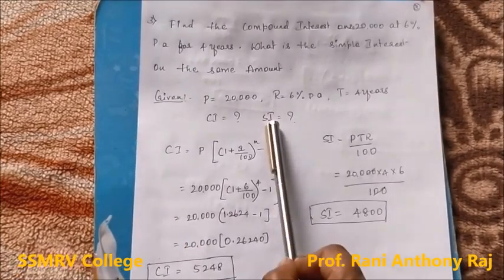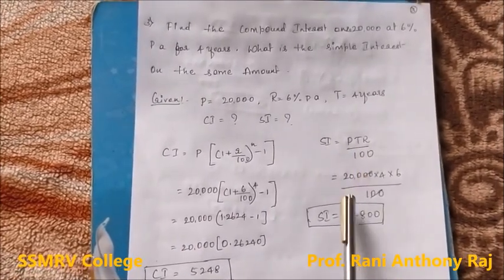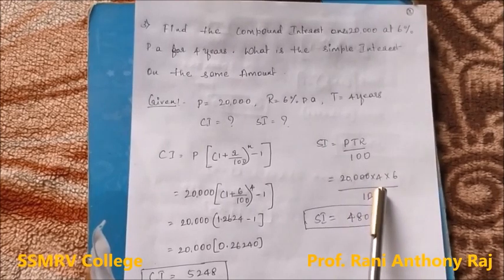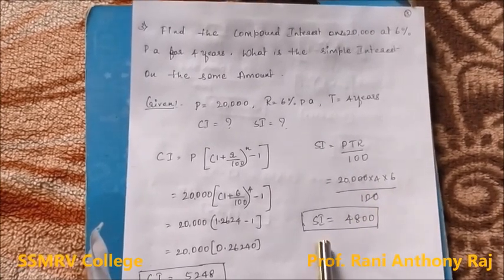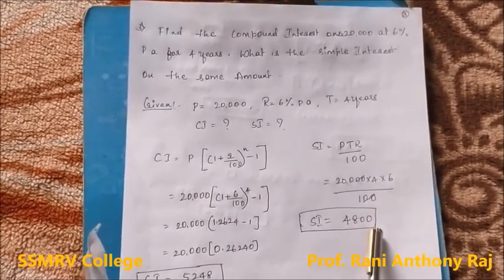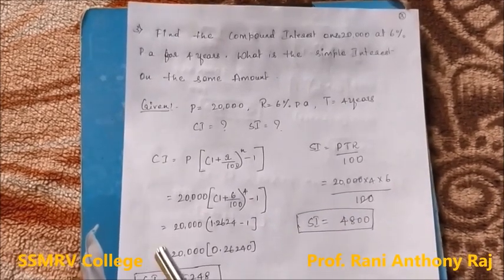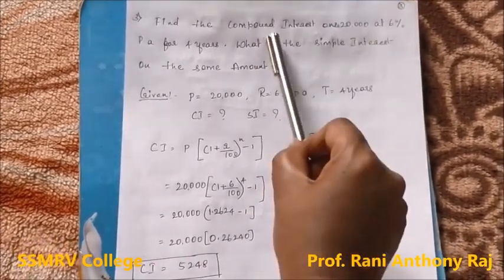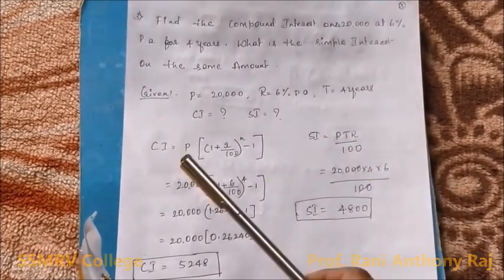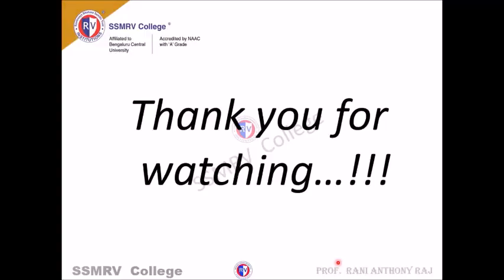The compound interest value is 5,248. Simple interest formula is PTR by 100, principal into time into rate. You will be getting the value as 4,800. This is how you need to solve the problem under compound interest. In this problem, they have asked us to find out both simple interest as well as compound interest. Thank you for watching.